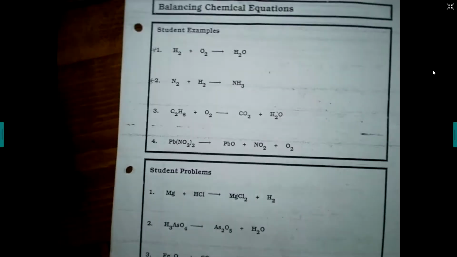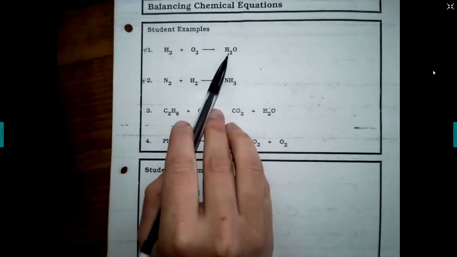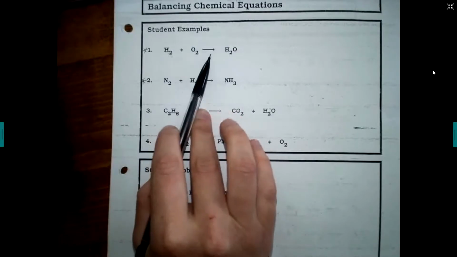All right, so number 1, I'm going to start with hydrogen. I have 2 hydrogens on the left side, and on the right side, remember I'm talking about the left and right side of this yield sign.